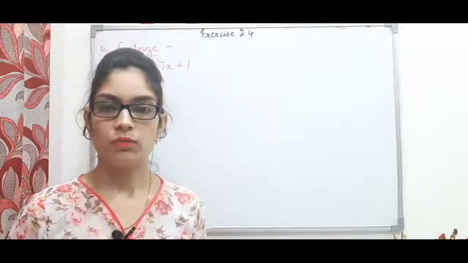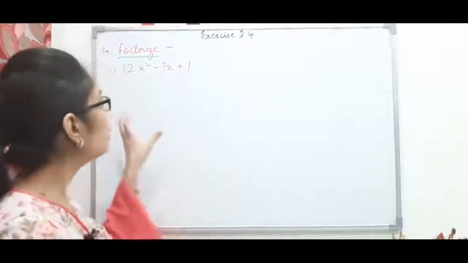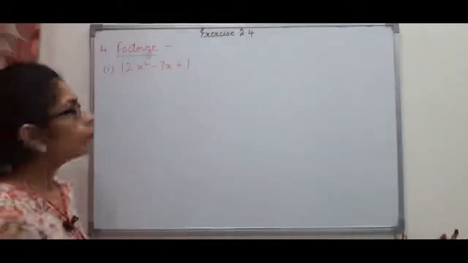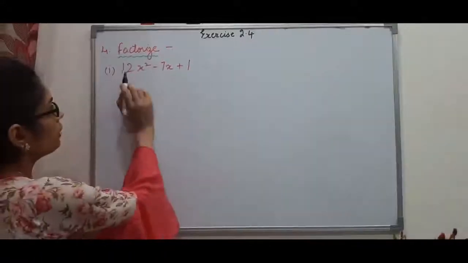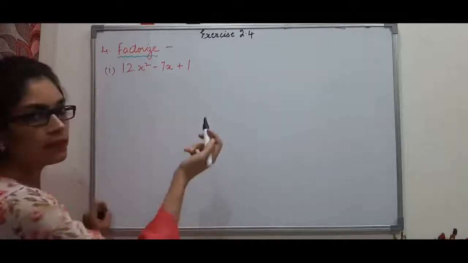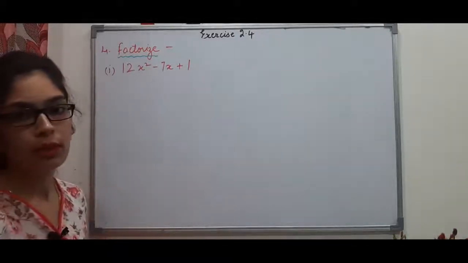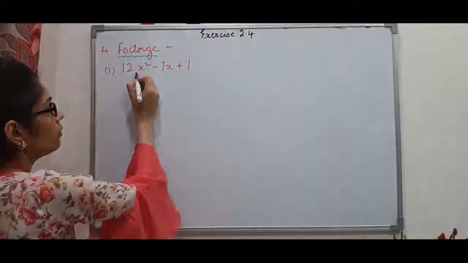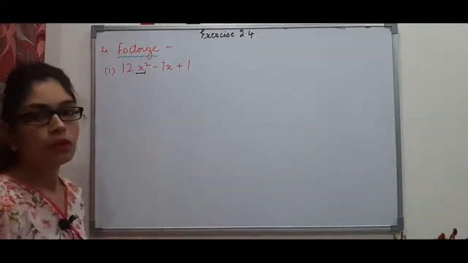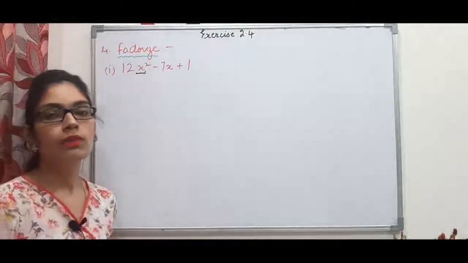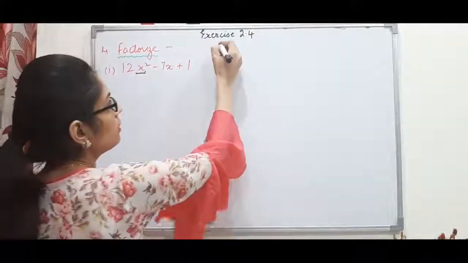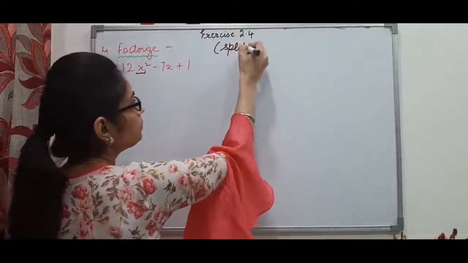So in question number 4, we have to factorize the given polynomial. You can see the given polynomial is 12x square minus 7x plus 1. From here you can see this is a quadratic polynomial. Quadratic means when the highest degree of the variable is 2. This quadratic polynomial you can factorize by using splitting the middle term.